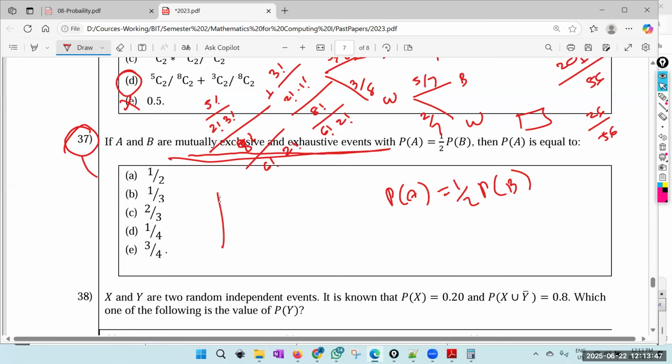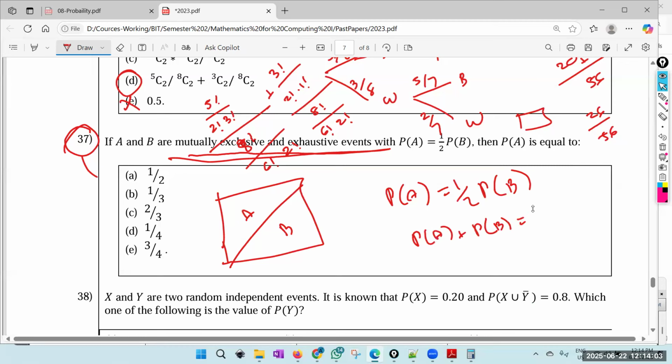Right. So that means those events are like this, A and B. Mutually exclusive and exhaustive, and they cover the sample space. So therefore, PA plus PB must be 1. These are model questions. If it is mutually exclusive and exhaustive, the probability summation must be 1. So what we need is PA. So therefore, I'll take PB as 2PA. Right? So then PA plus, from here PB is 2PA.